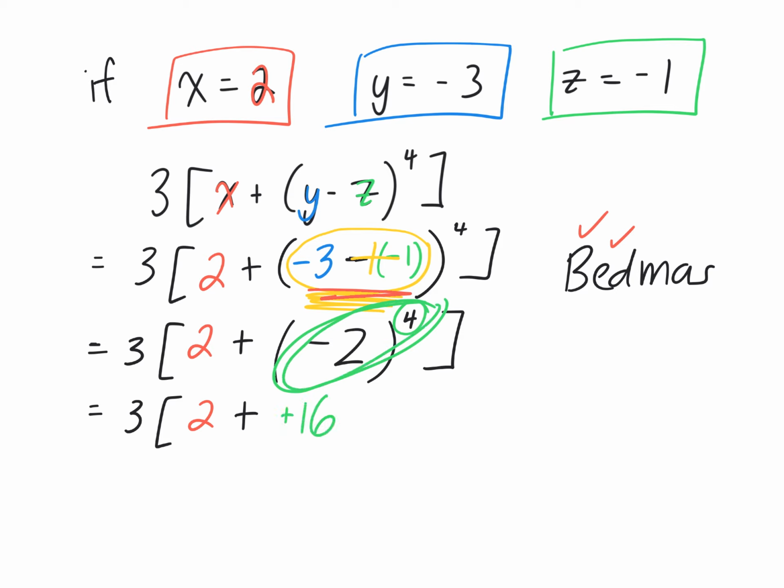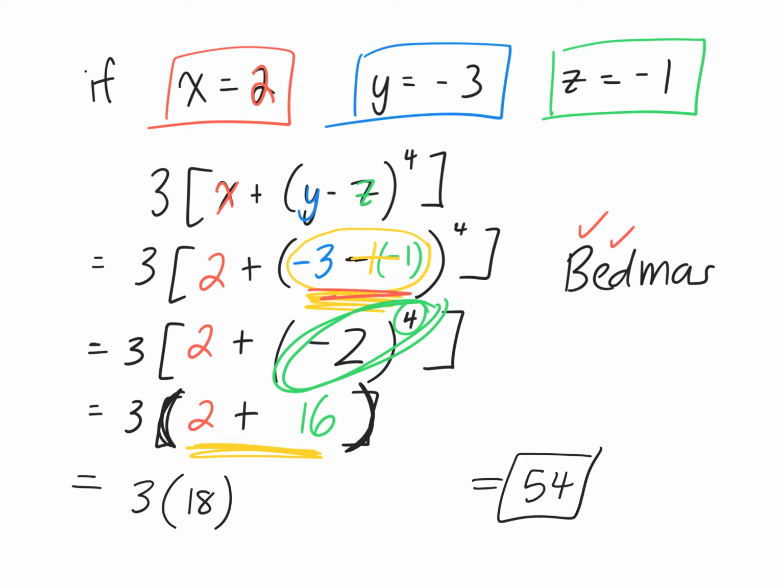Positive 16. I don't need to put that positive there, but if it was a negative, you would have to put the negative, right? And then we have 2 plus 16. And I can change these to round brackets. What's the next step? What do I have to simplify? Yep, the brackets. Yes, the 2 plus 16, 18. So 3 times 18 equals 54. This means multiplication, right? Final answer is 54.